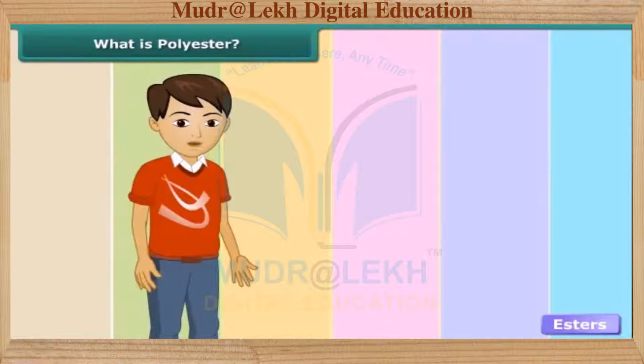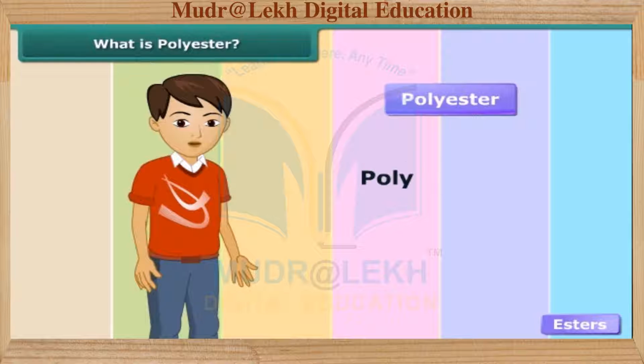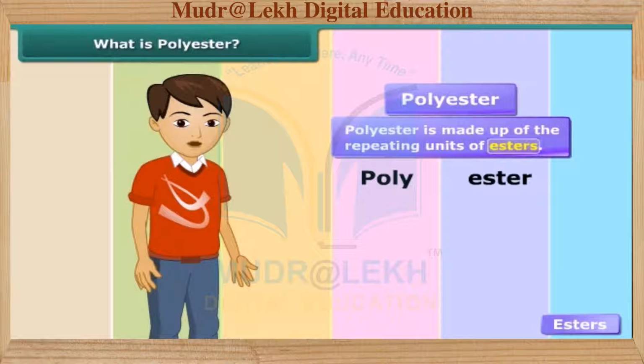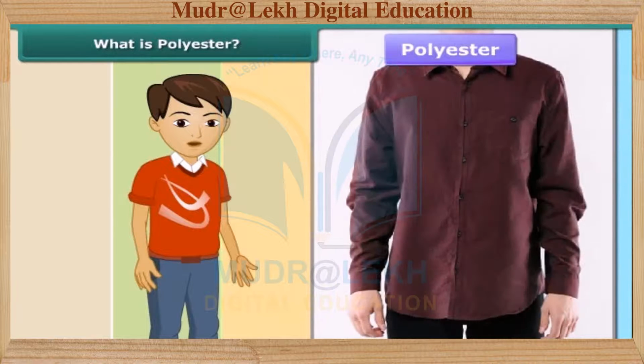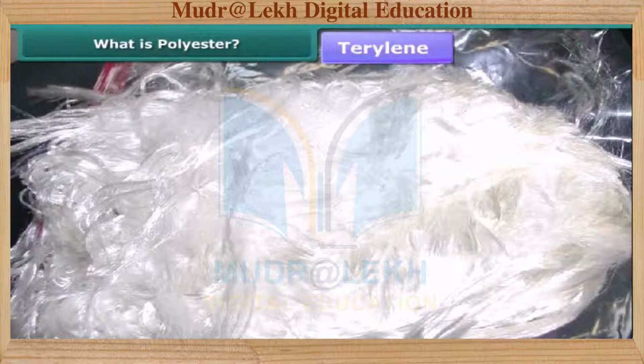Can you guess just by hearing the word polyester what it is made up of? As the word polyester comes from the words poly and ester, it is clear that it is made up of repeating units of esters. You must have seen people wearing nice polyester shirts and other dresses. Fabrics made of this fiber do not get wrinkled easily, remain crisp, and are easy to wash. Have you ever heard of Terylene? It is a popular polyester fiber.